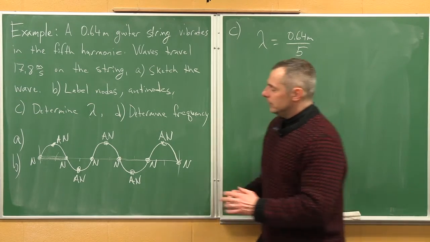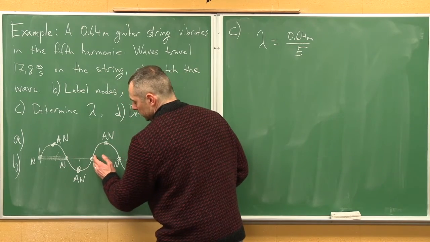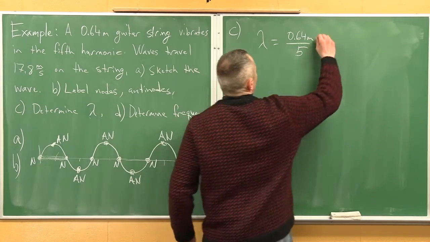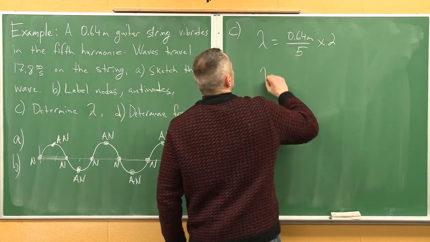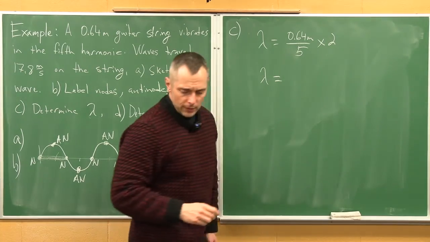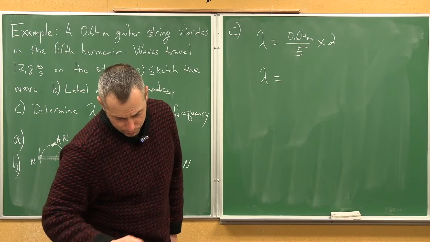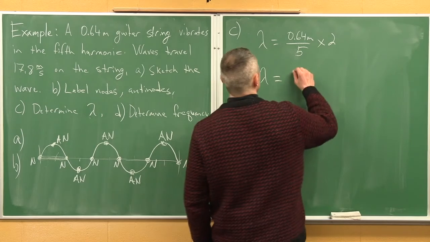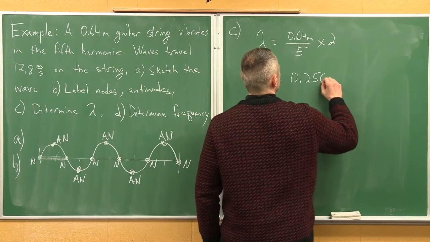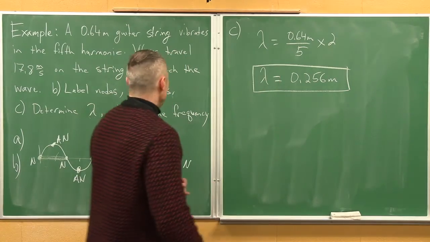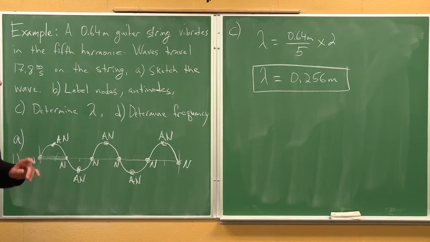So I need to extend this length to include a trough, which means I'm just basically taking this and doubling it. And so the wavelength, I think I got it out here. Okay, good thing I calculated ahead of time, 0.256 meters. There's the wavelength. And then finally, part D, the frequency.